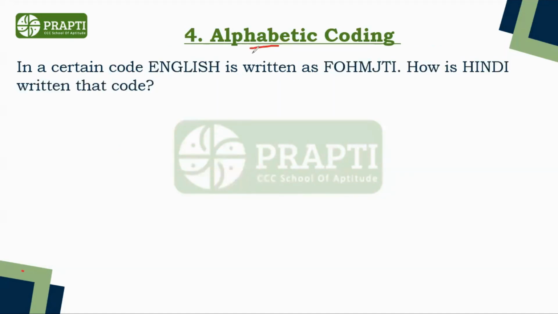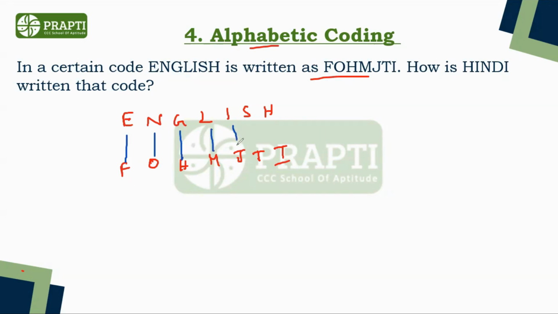What do you mean by this alphabet coding? So let us see that. In a certain code, ENGLISH is written as F, O, H, M, J, T, I. So now, what is the logic, the pattern behind this? The next alphabet of E is F. The next alphabet of N is O. G, H; L, M; I, J; S, T; H, I, in a sense. The very next alphabet, in a sense, +1. So all the alphabets follow +1.